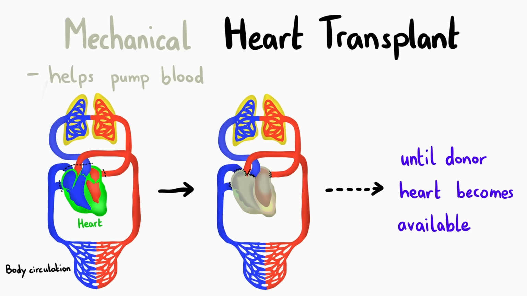During this waiting period, or for patients who aren't suitable transplant candidates, mechanical heart devices can provide a solution. These devices help the weakened heart pump blood more effectively. Some mechanical devices are designed to support the heart temporarily until a donor heart becomes available. Others may be used as a long-term solution when transplantation isn't possible.